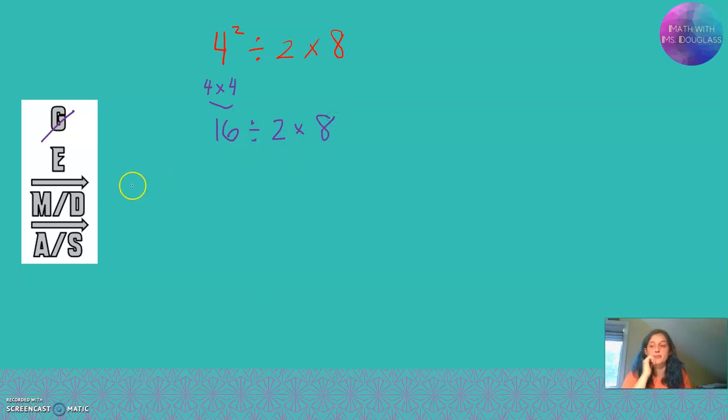Now, this one's really important because even though I'm done with exponents, even though I see the M first in GEMDAS, multiplication and division are on the same level. And we have this arrow here. That means that whatever I see first as I'm reading my problem, multiplication or division, that's what I do first. So 16 divided by 2, I'm reading the division symbol before I'm reading that multiplication symbol, so that's what I'm doing first. 16 divided by 2 is 8. Now I can do the times. 8 times 8 is 64.